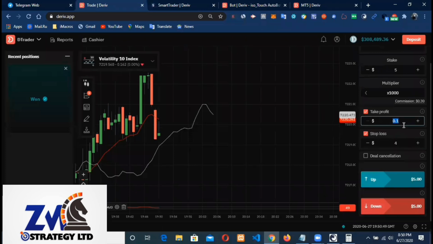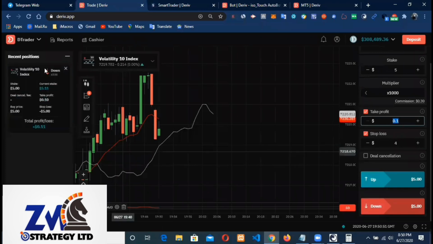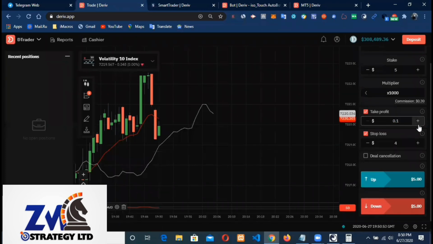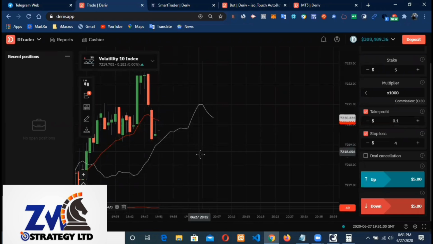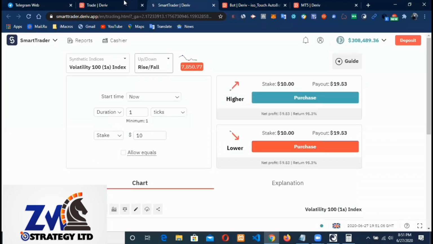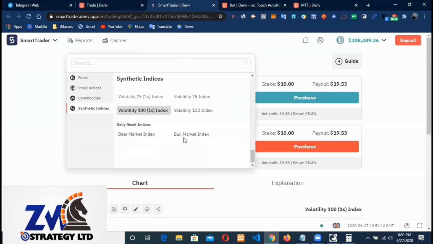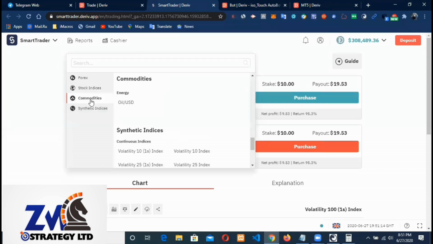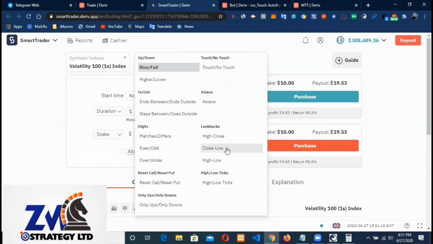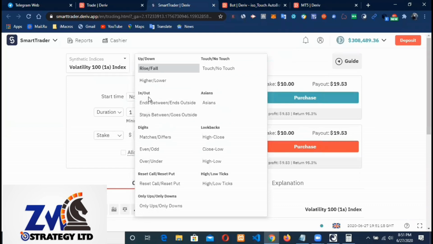And you are able to set your stop loss and also your take profit. So that is the idea of the multiplier, just like when I'm trading on the MT5 platform. There are some markets which I'm going to be explaining on the smart trader, which is this market. I know that most people are not used to this, which is the in and out and the end between.